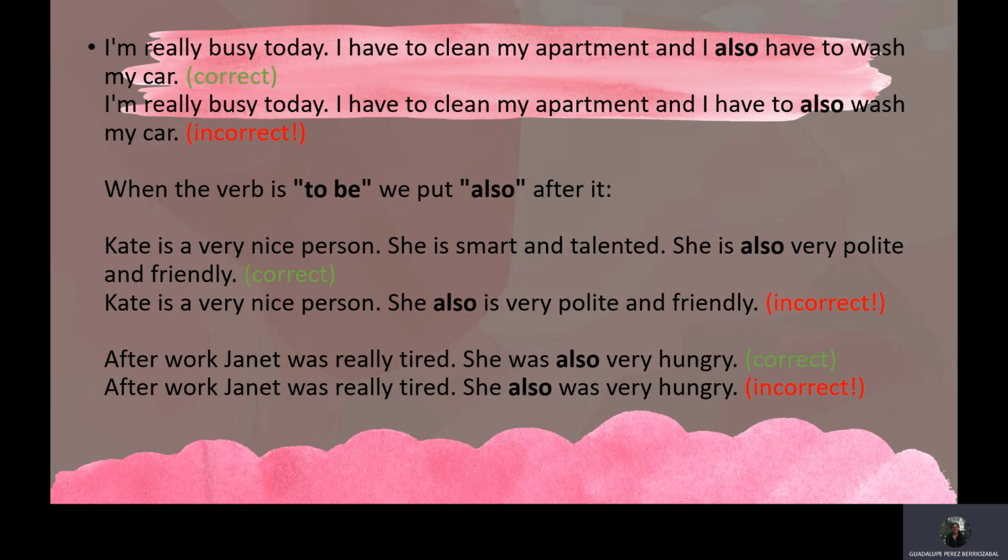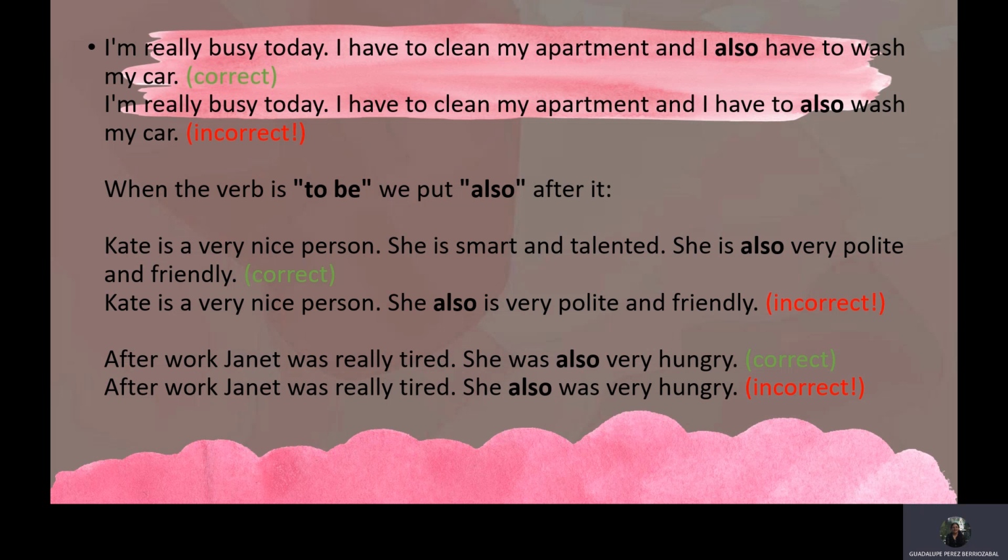And when the verb is to be, we put also after it. For example, Kate is a very nice person. She is smart and talented. She is also very polite and friendly. As you can see, also is after the verb be, conjugated is.